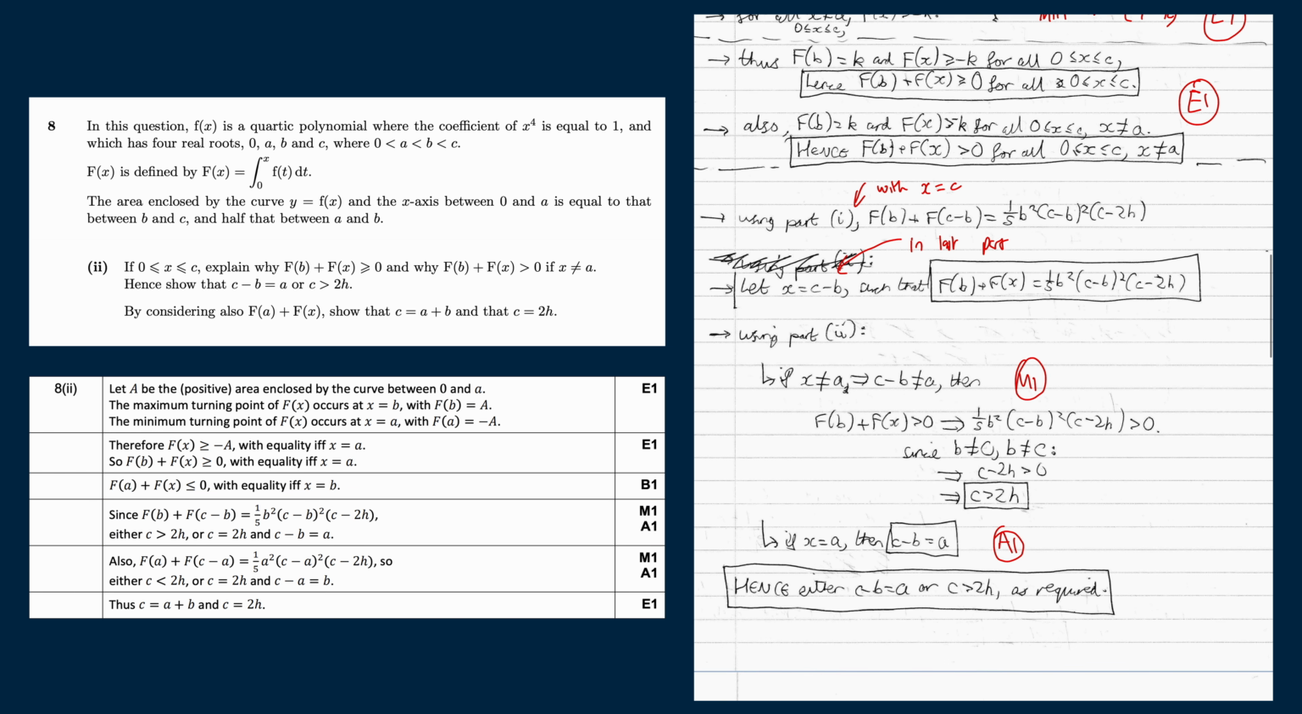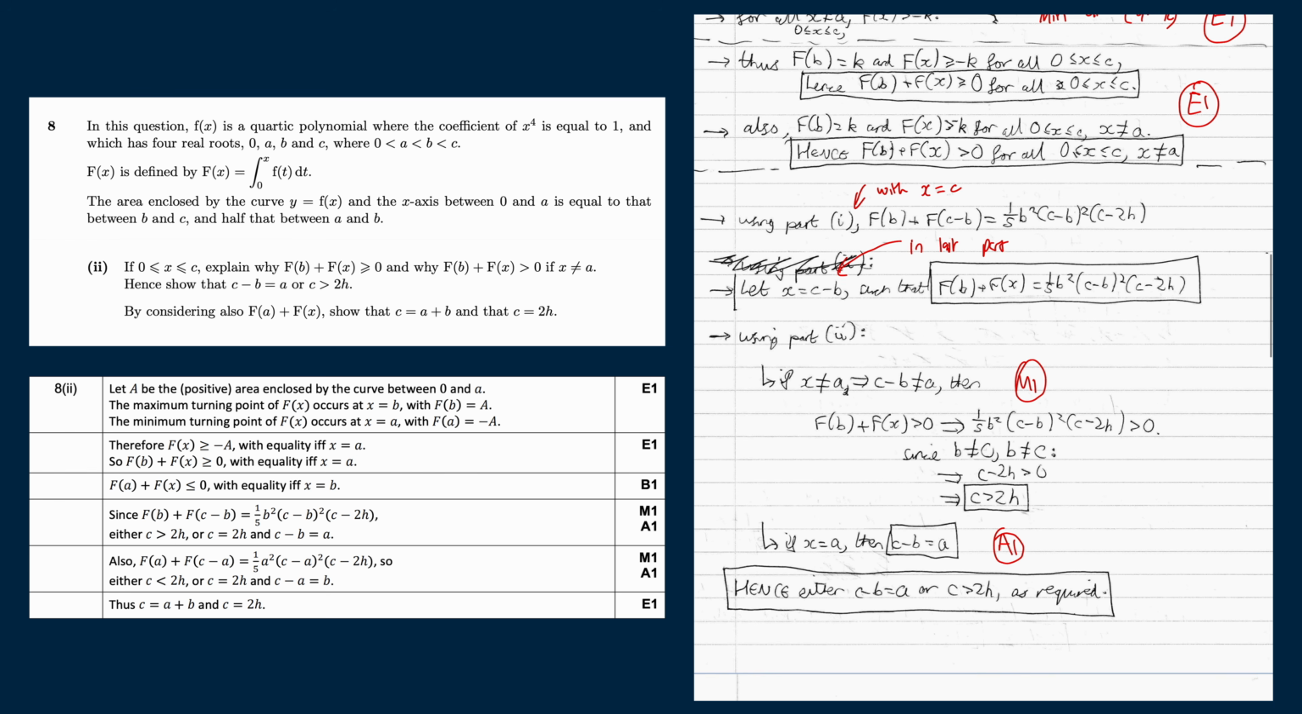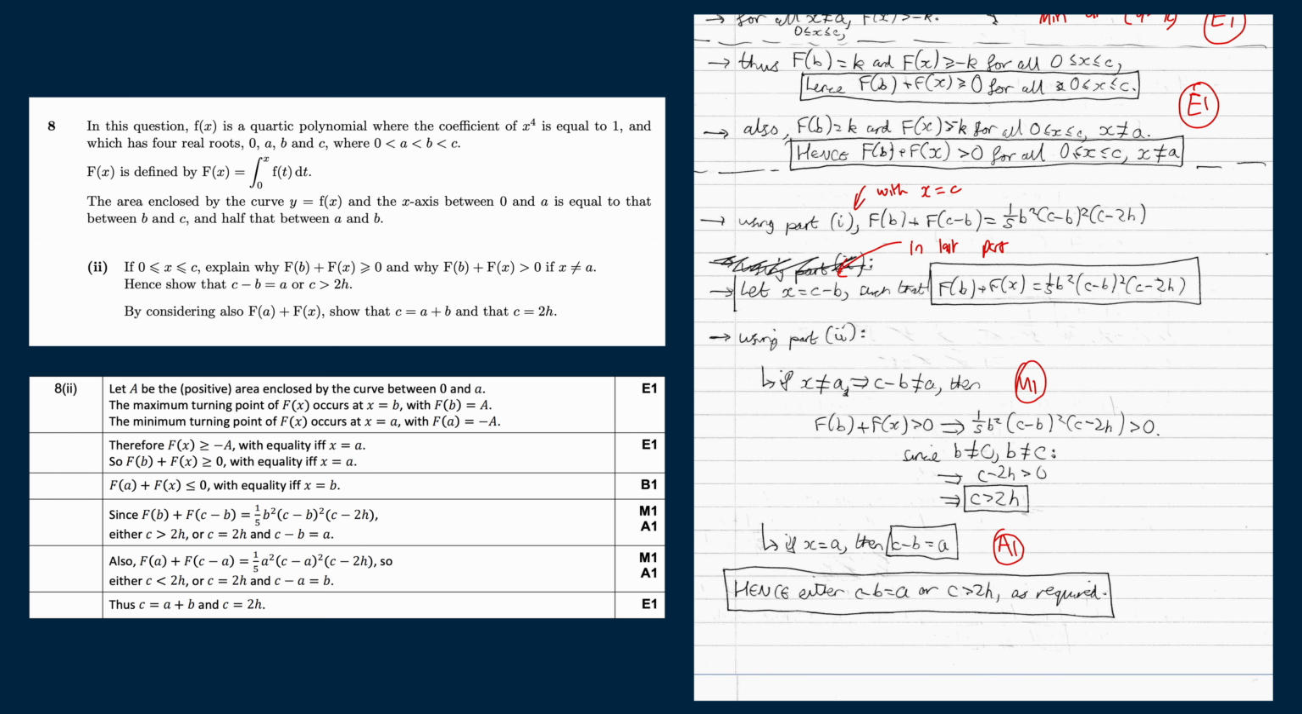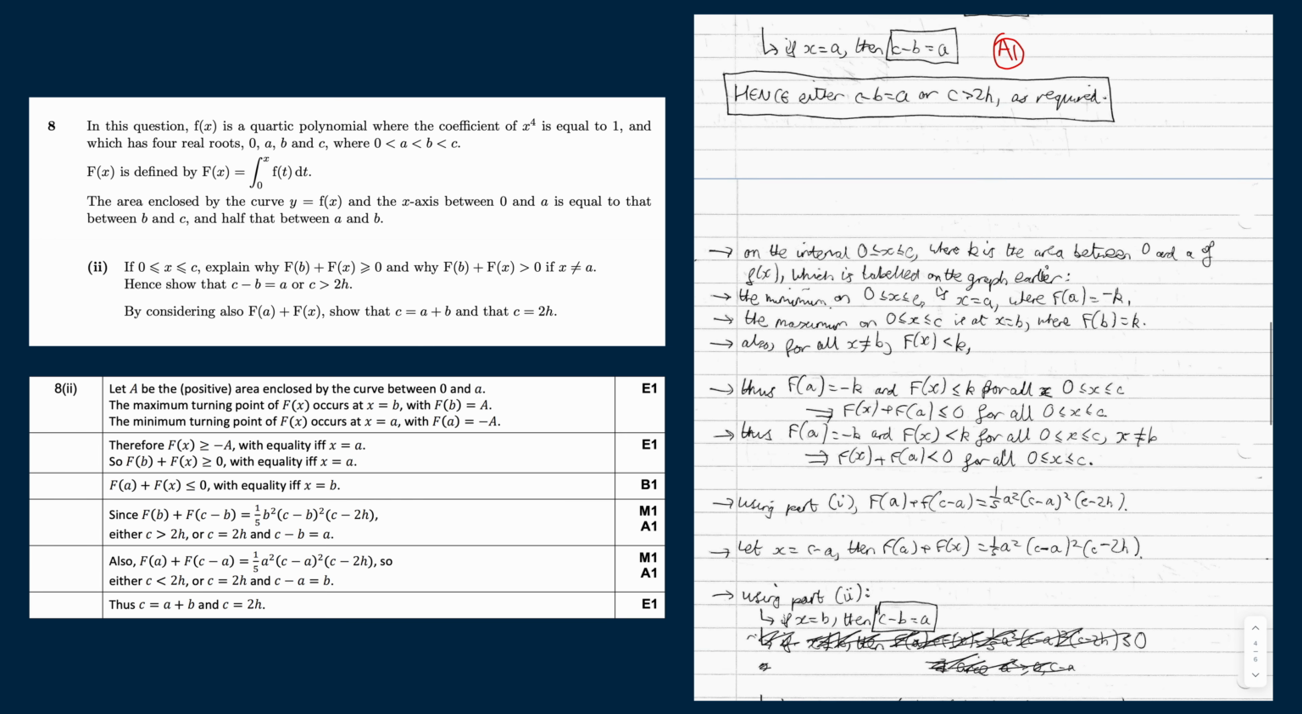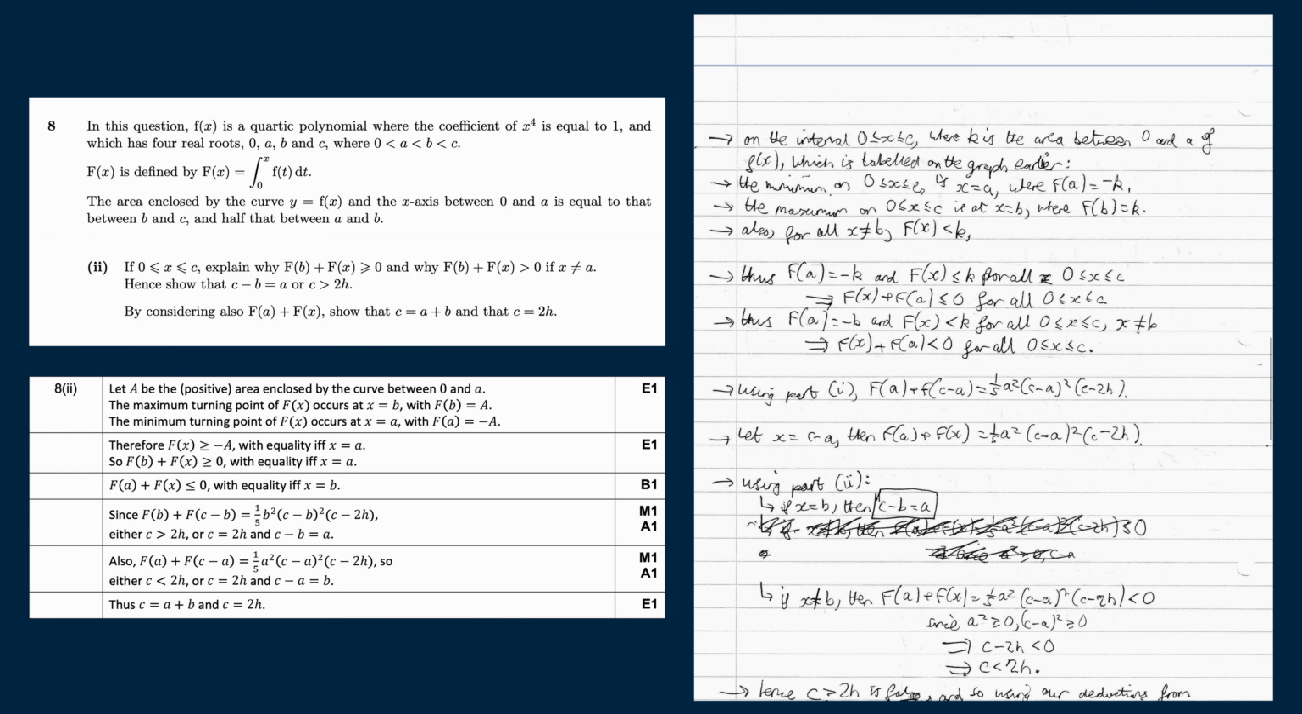Okay, so we then also need to try and prove by considering f of a plus f of x that c is a plus b and c is equal to 2h. So that's another reason why I'm not threatening that A mark there, because actually there's going to be another A mark later, or E mark, for the specific matter of c being 2h. So we then do exactly the same logic for f of a plus x. So that's actually what that B mark is for.